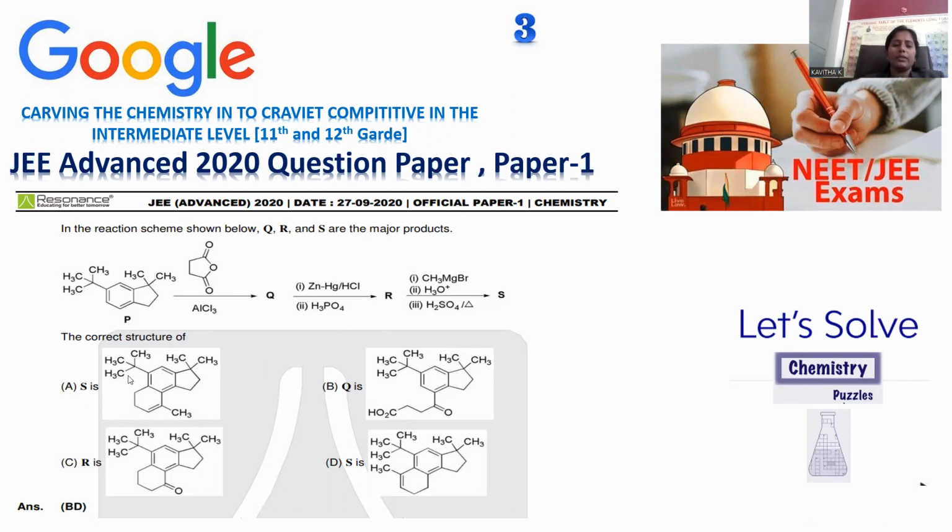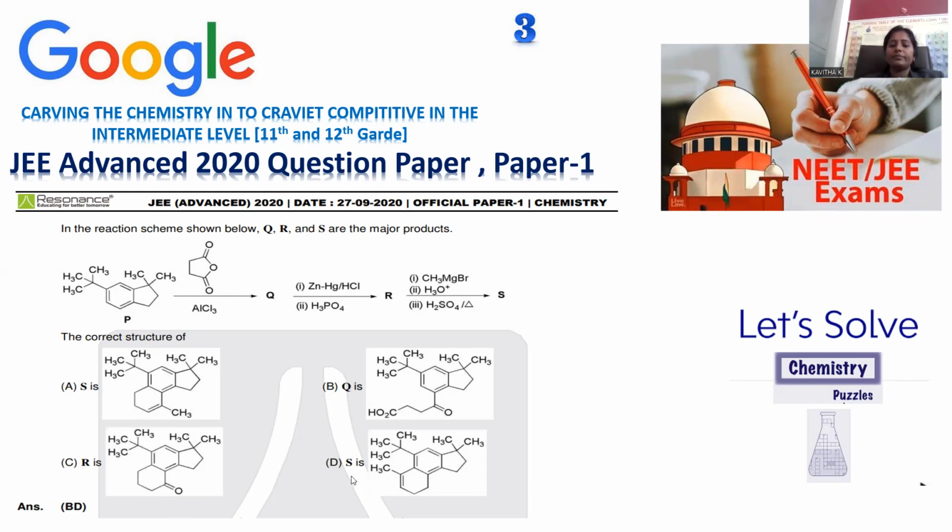In option A, they are saying S will be a tricyclic compound like this, and in option B, they are saying Q will be the product where you can find this acyl group added over here, and this will be the kind of product generated. In option C, R will again be tricyclic, but there is a certain difference between S and R. Here you can find a C double bond over here, and the remaining part exactly resembles compound P. Only the 6-membered ring is introduced with the ketonic functional group, that is R, they're saying.